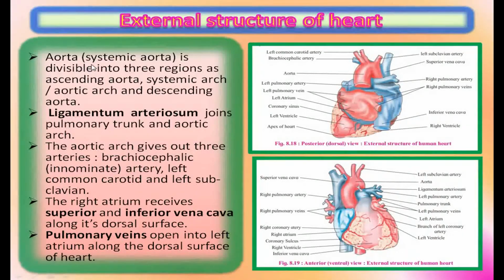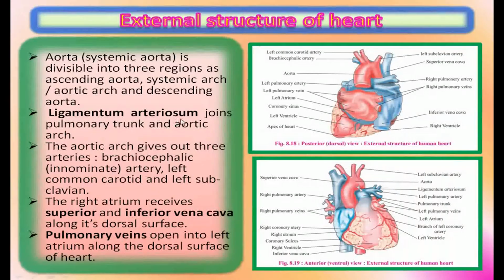Then the aorta, which is also called the systemic aorta, is divisible into three regions: ascending aorta, aortic arch and descending aorta. This is the aorta, which is divisible into three regions.